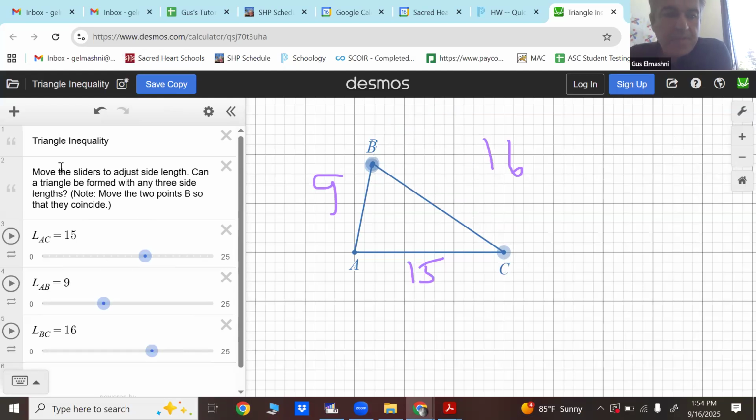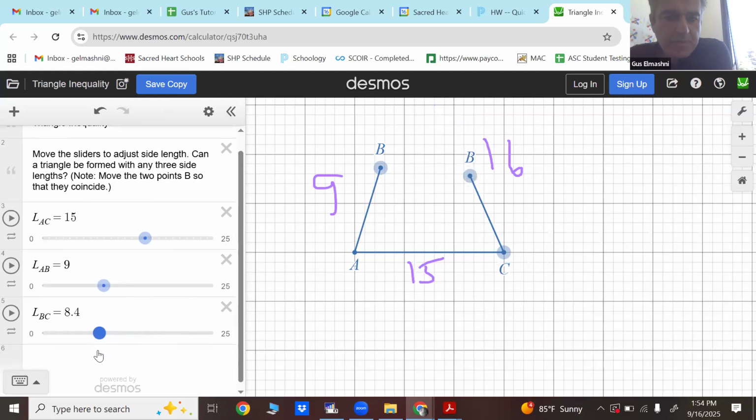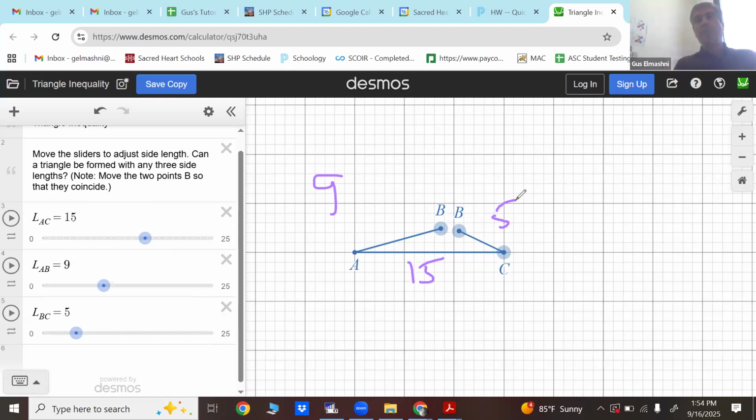But what if I made BC too small? Okay, can I somehow connect these two? Are they ever going to reach? They will not. What's happening here is kind of like if you took three different size pencils. One's really long and the other two are really short. That's going to be a problem.